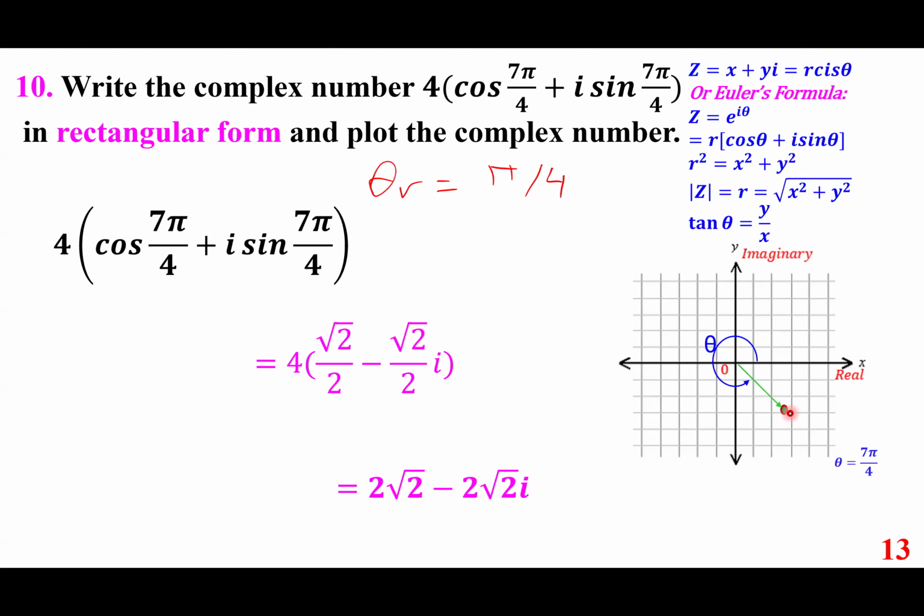So that's the plot. We go to the right 2 times square root of 2, which is about 1.41, and 2 times that is about 2.8 to the right, 2.8 down, negative.